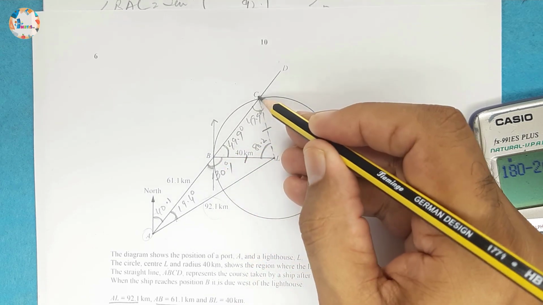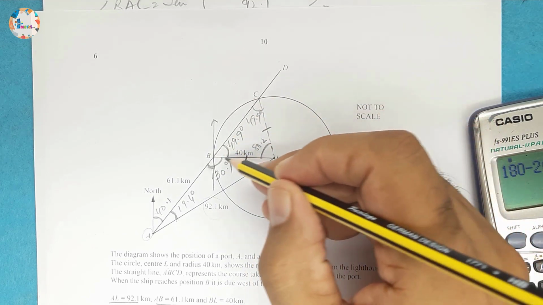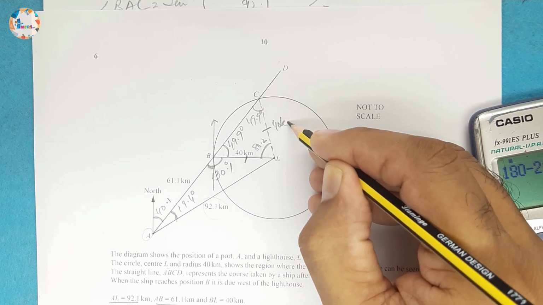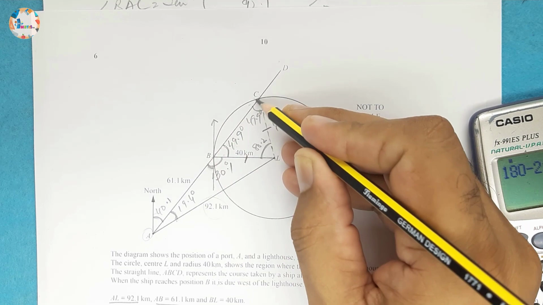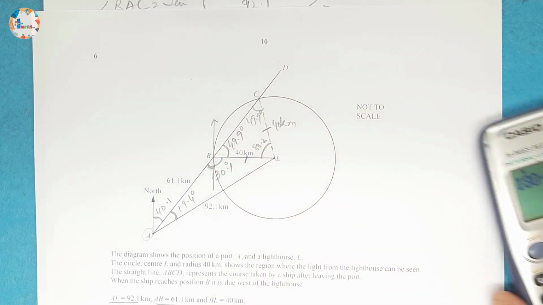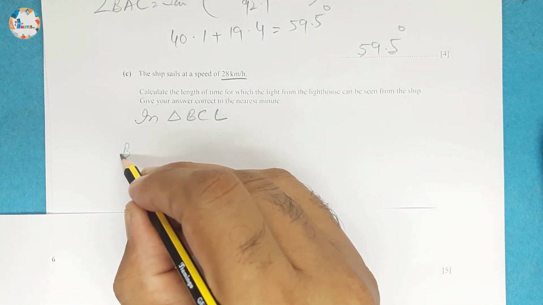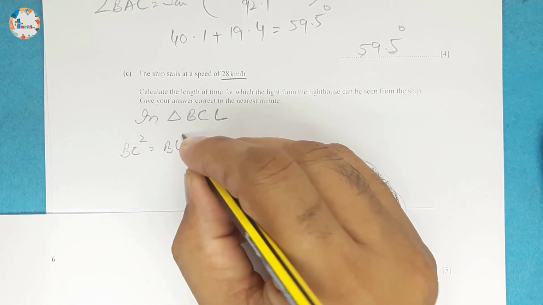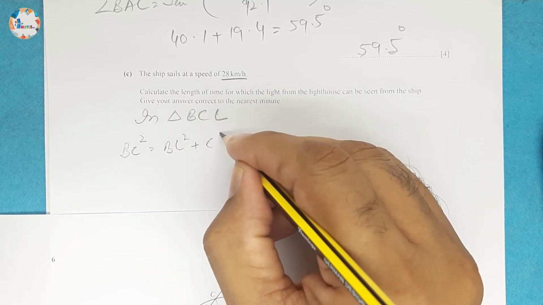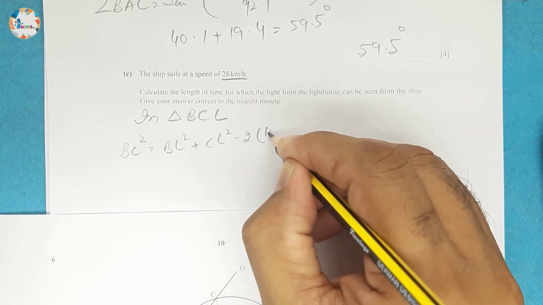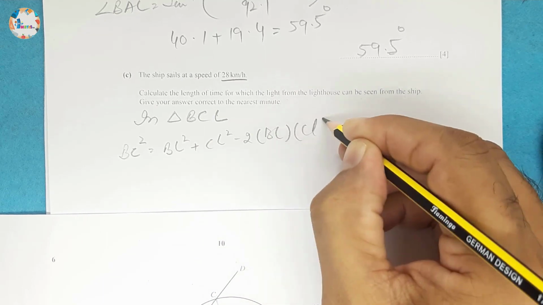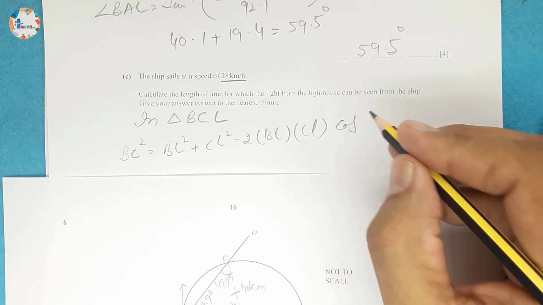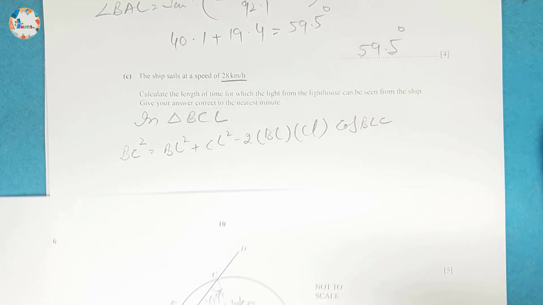So basically we need to find this BC length. This side is 40, this side is also a radius, so this will also be 40 kilometers. Now we can find the BC length. Our target is to find BC length. So BC squared, we will apply the cosine rule. BC squared is equal to BL squared plus CL squared minus 2 times BL times CL times cos of angle BLC. This will be the cosine rule.